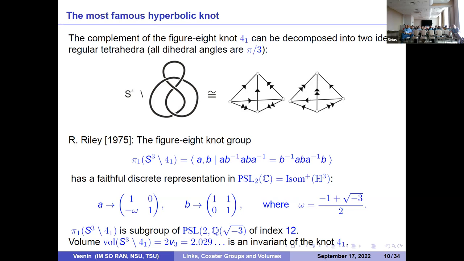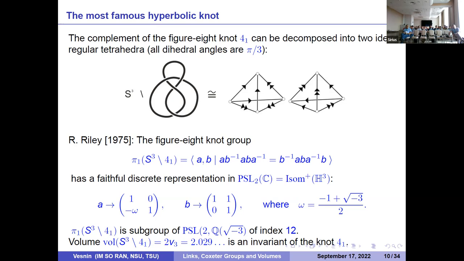So you take 2 tetrahedra. You see there are some white dots in the vertices, which means that they are ideal, and you have arrows. You glue the faces of these tetrahedra according to the notations on the edges. The first person who observed it was Robert Riley, in 1975.